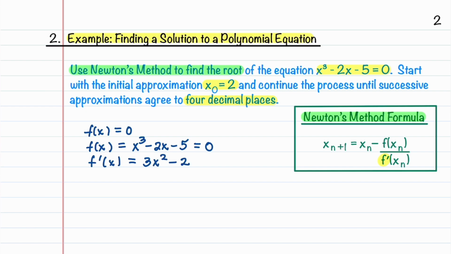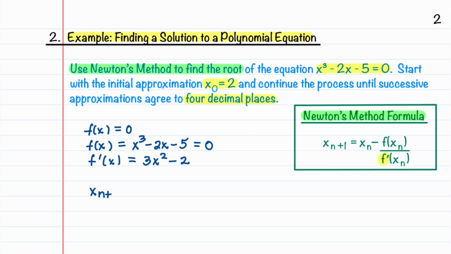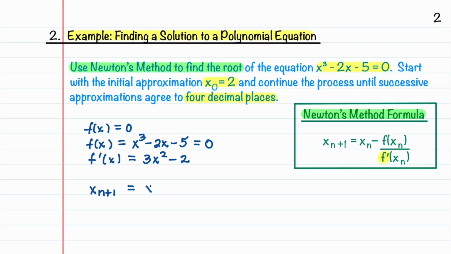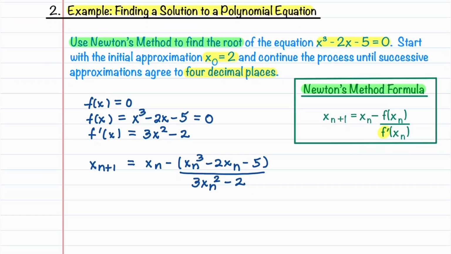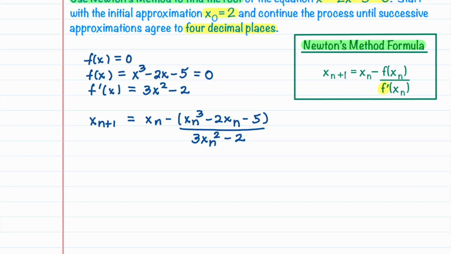Let's now write down the formula for x sub n plus 1. Those are our approximate solutions. It's going to be xn minus f at xn. So that's xn cubed minus 2xn minus 5, all divided by our derivative, which is 3xn squared minus 2. We're told that we are to use an initial approximation x sub 0 is equal to 2. Let's go ahead and find x1.